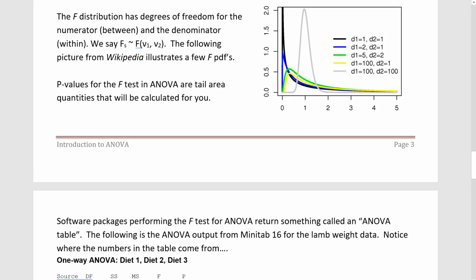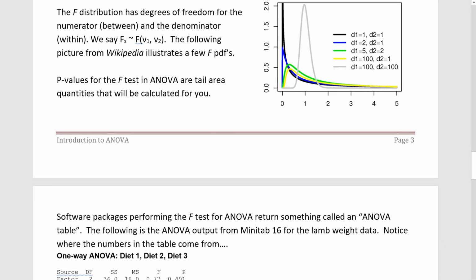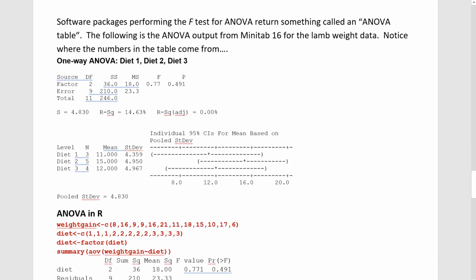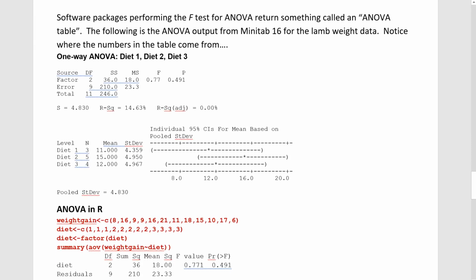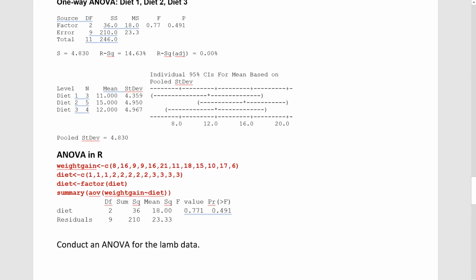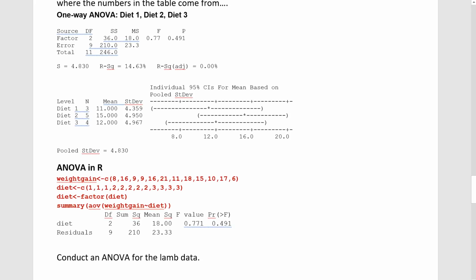The p-values for the F test in ANOVA are the tail area quantities that will be calculated for you. So of course we're going to use software packages to compute our ANOVA p-values. I've given two different outputs here, one from Minitab and one from R. So notice the similarities and the differences in our output.